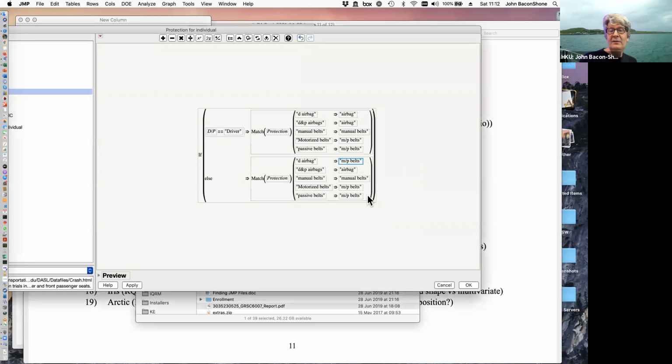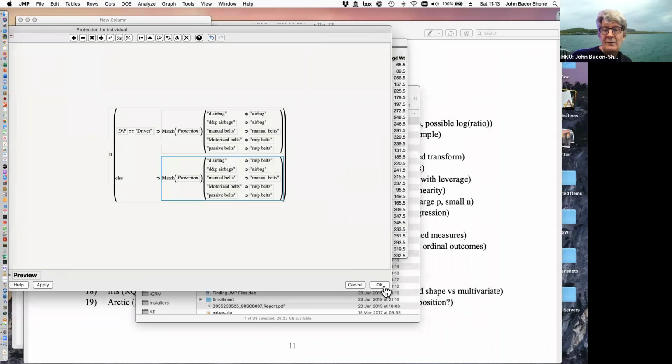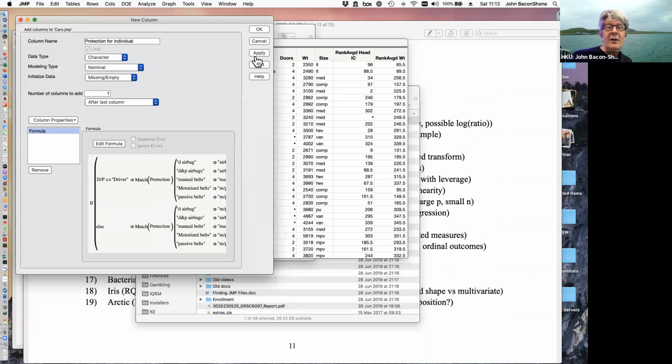So I'm going to change this one to be MP belt. So this is based on some external knowledge about the sequence in which cars change. So a car that has a driver airbag normally would have motorized or passive belts for the passenger. Okay? So you can see that all we've essentially done is changed the airbag protection to be whether or not this individual has in this position, has that protection. Okay? So let's see if I've got that right.